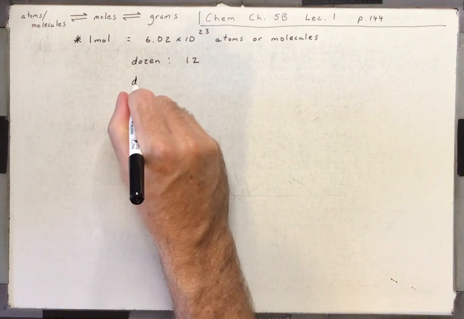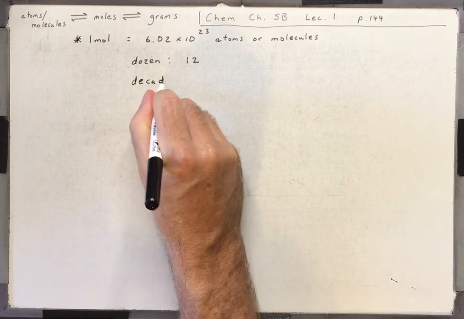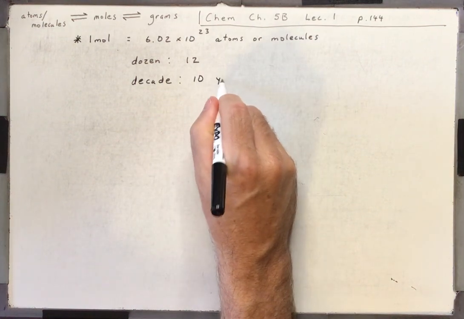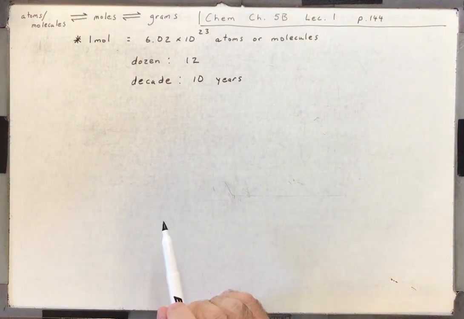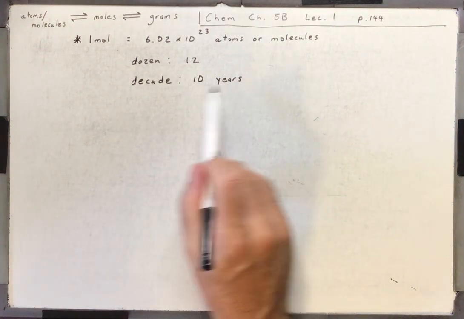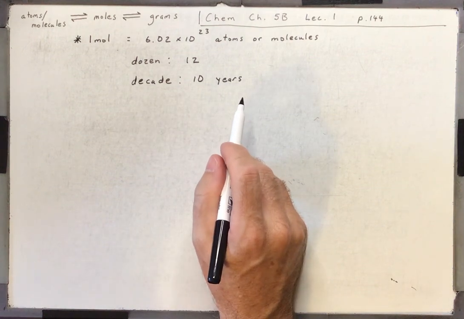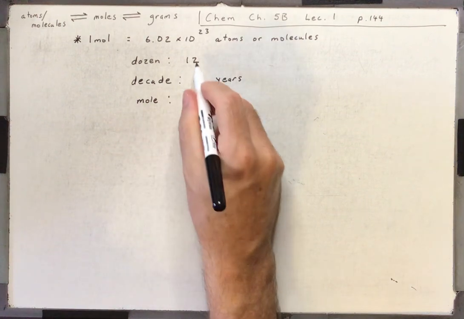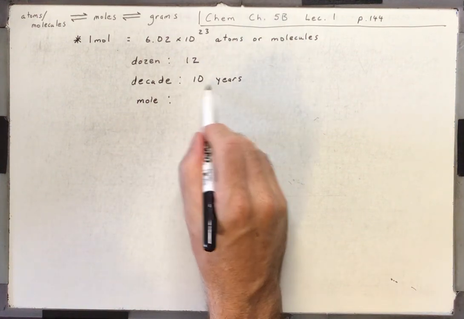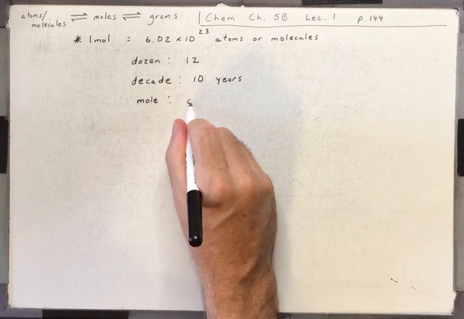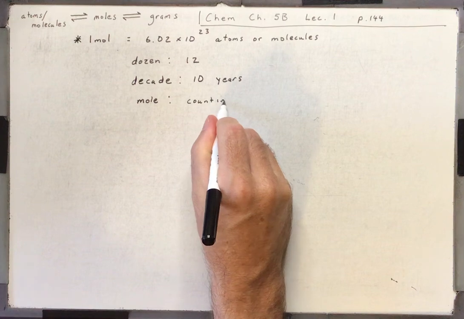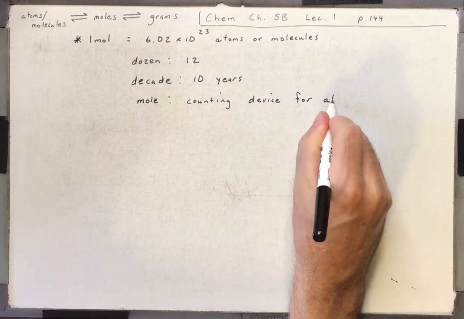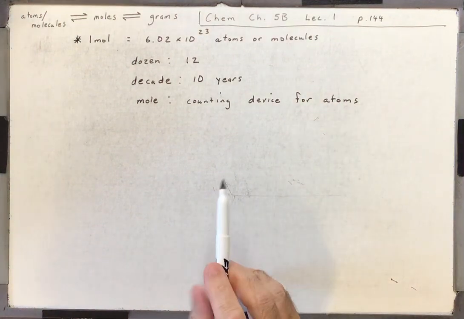When we talk about years, sometimes in history you'll talk about decades. A decade is 10 years, right? So you can say 3 decades, and you mean 30 years. It's a counter of years. A mole is just like how 12 is a counter and 10 is a counter with decades. A mole is just a counting device for atoms. Because atoms are so small, we need a big number.